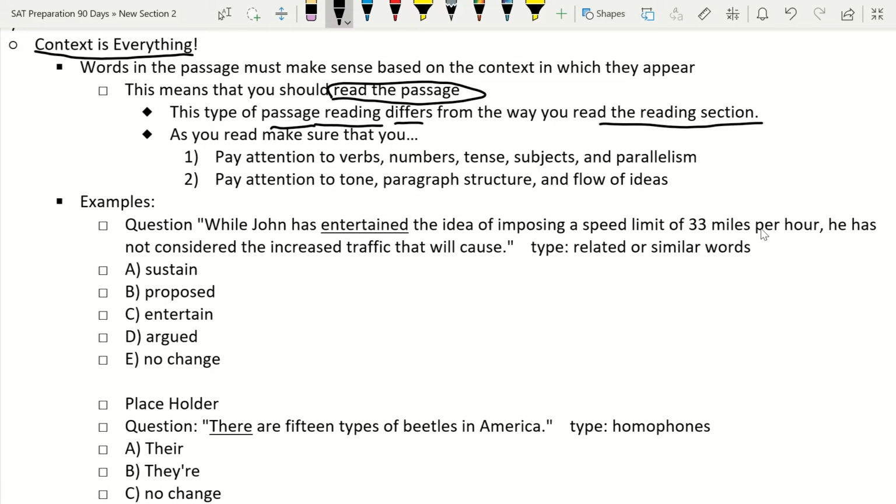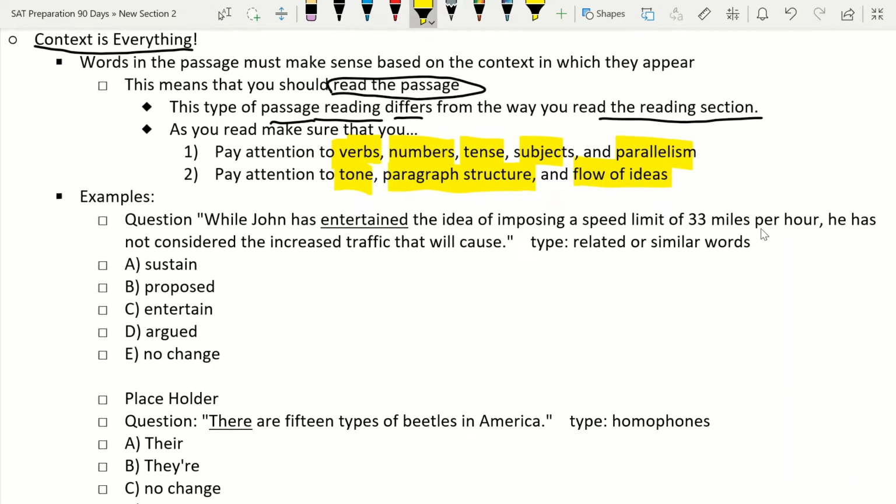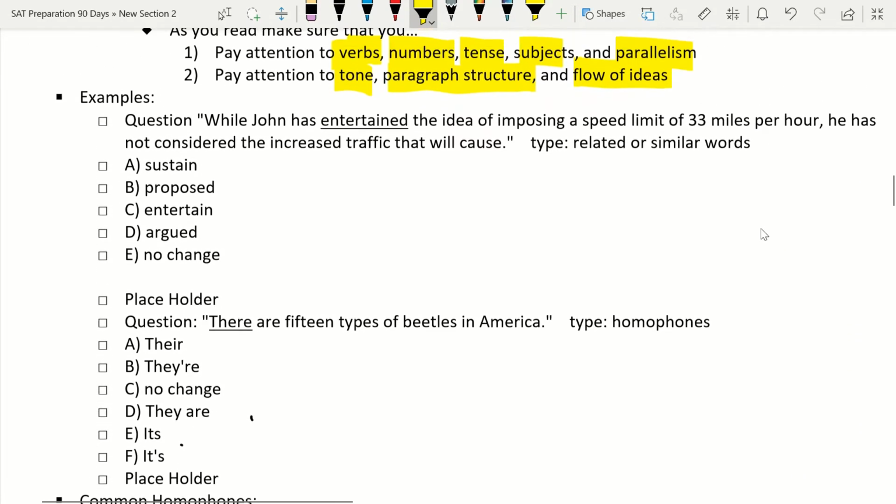So as you read through the SAT writing section, you want to make sure you're paying attention to verbs. What's the number of the verb, what tense is the verb, what number is the subject, is there parallelism, right? Parallelism is very important to look for as well. Pay attention to tone, paragraph structure, and the flow of ideas within that passage. Those are the big things you want to focus on as you go through the SAT writing section. So let's go ahead and get into some examples.